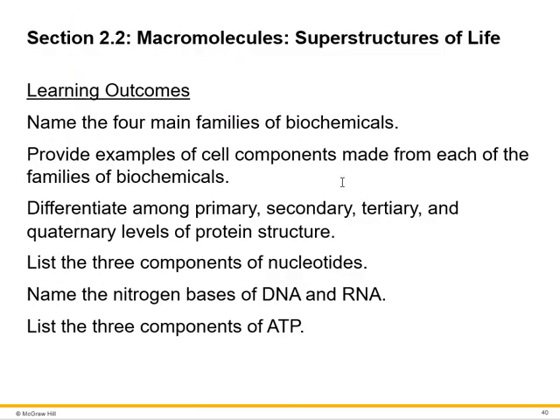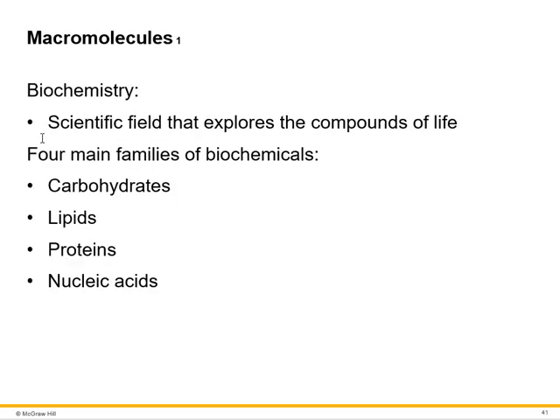So that leads us into the second section, which is talking about the macromolecules, the superstructures of life. We're going to be looking at the 4 main families of biochemicals: carbohydrates, proteins, nucleic acids, and lipids, how they're structured, what kind of molecules they contain, what some examples are, and how we build and break these molecules down. Biochemistry is the field that studies the compounds of life. Chemistry is the study of matter, bio is life, so these are the living molecules found in life. The 4 main families are carbohydrates, lipids, proteins, and nucleic acids.